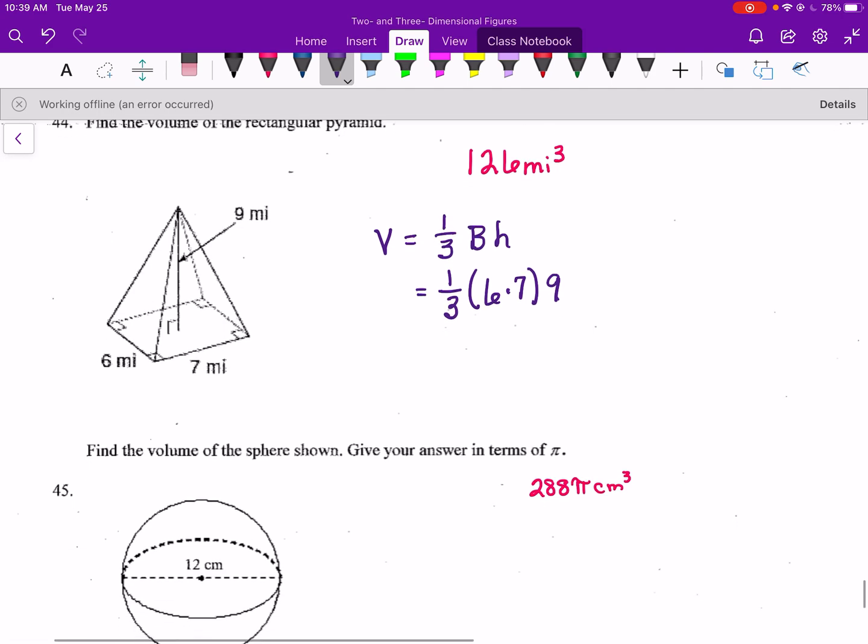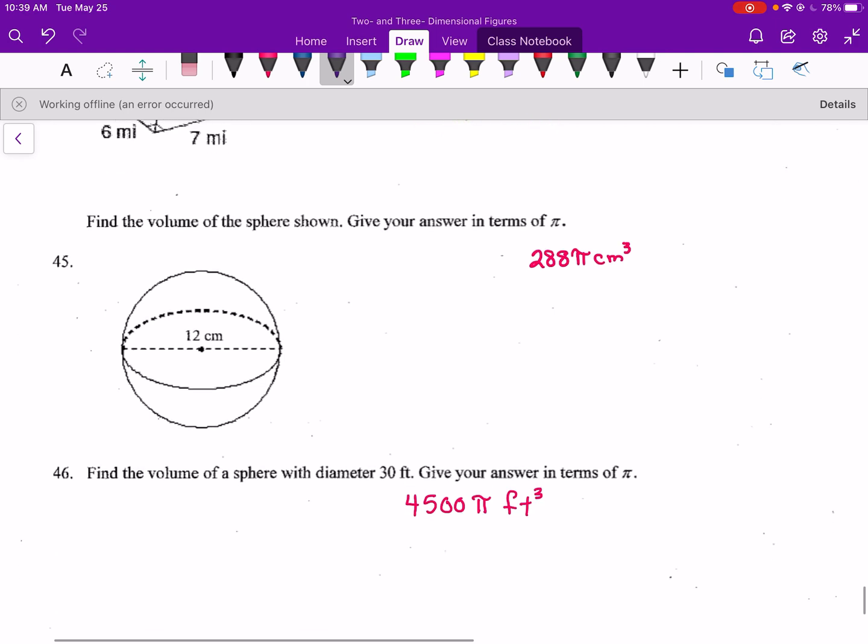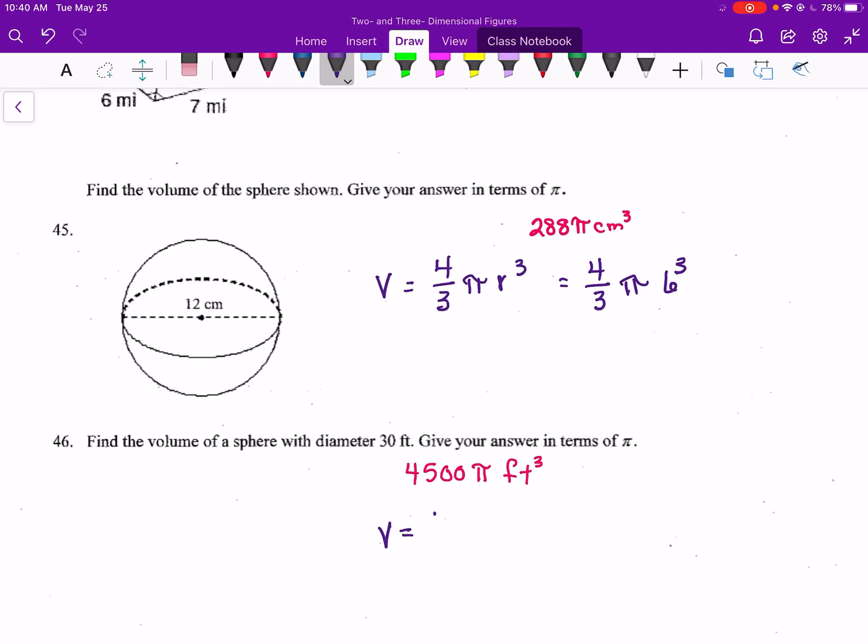And then the last two are volumes of spheres. Formula is 4/3 pi r cubed. On this one, the diameter is 12, so the radius is 6. And on the next one, actually, should we notice that or recognize that problem? That was one we've had before. The diameter is 30. The radius is 15. You punch that in your calculator and you will get the answers that you see.